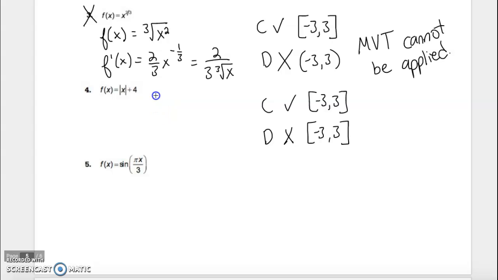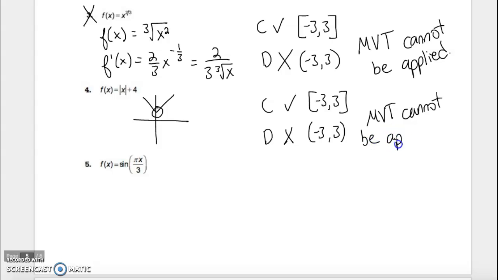An absolute value graph normally looks like this. And then if I do the absolute value of x plus 4, that just moves it 4 up. The problem comes here. Whenever you have a corner or a cusp on a graph, that means it's automatically not differentiable there. I can't find the slope of the tangent line. And so this would be not differentiable at 0, and 0 is in that interval. These should be soft brackets, which means that my MVT cannot be applied because I don't meet the requirements to use my mean value theorem.